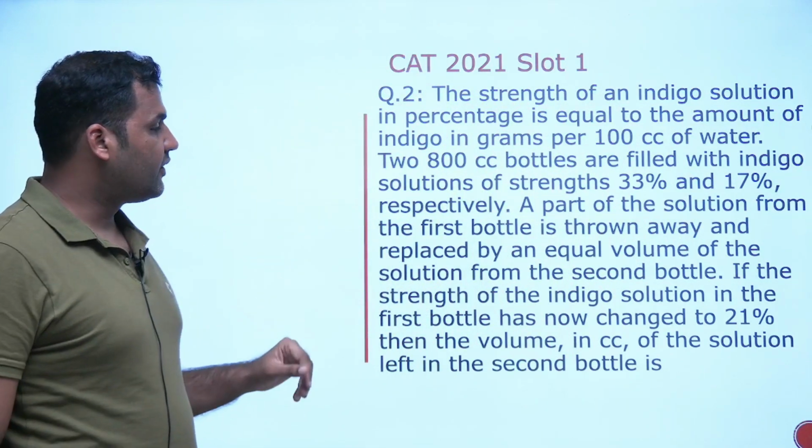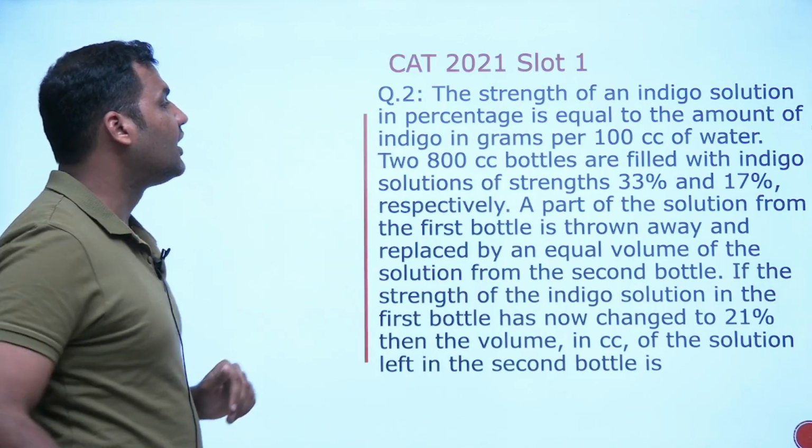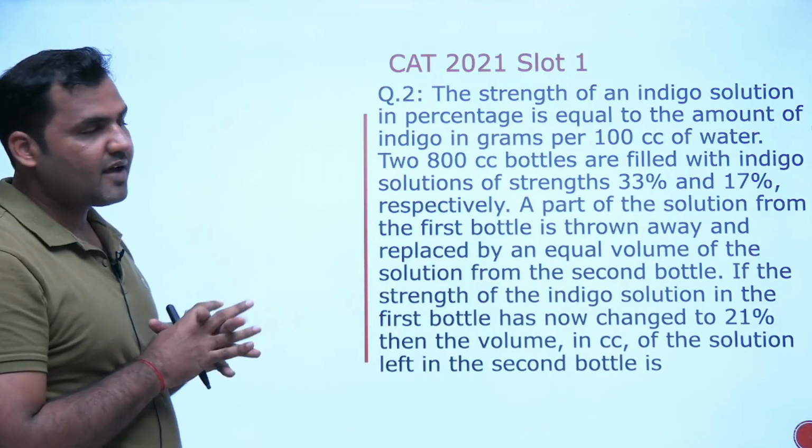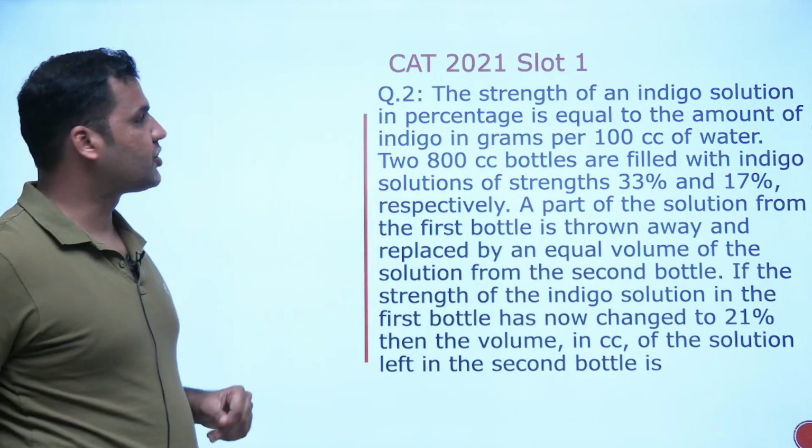Question number 2 of CAT 2021 slot 1. This is from the topic of average. Average के टॉपिक से क्वेश्चन है बच्चों. वेटेड एवरेज के टॉपिक से, थोड़ा बेसिक्स वेटेड एवरेज का भी अगर आपको आता है तो आप बहुत इजीली इस क्वेश्चन को सोल्व कर सकते हो.